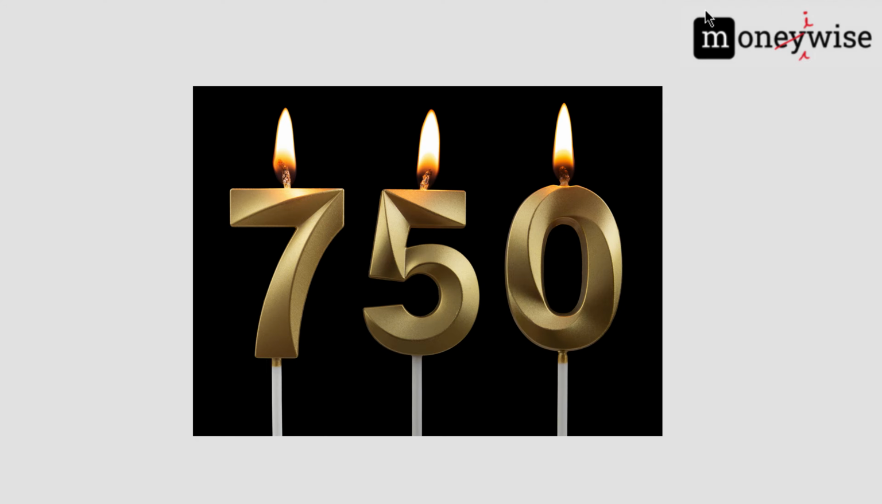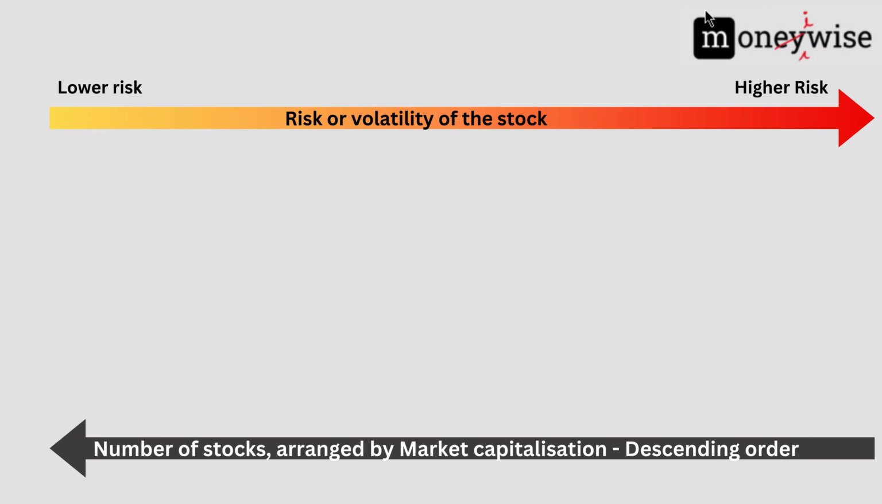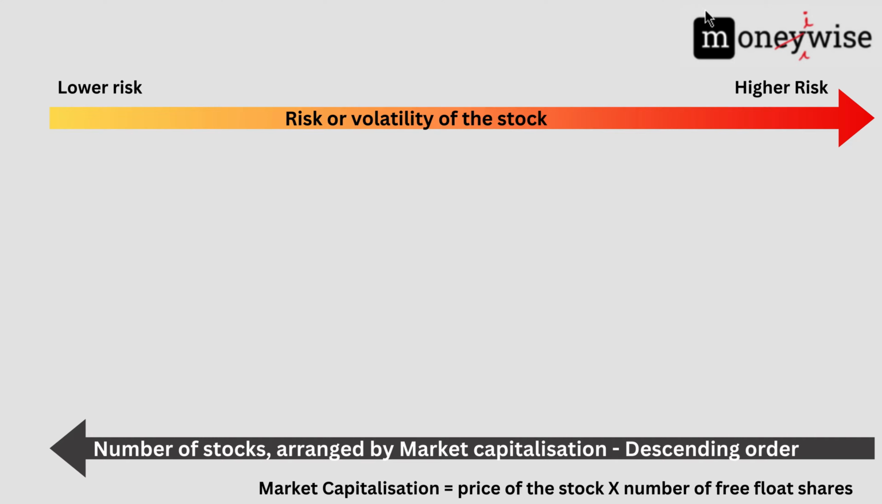The next step is to understand how the top 750 stocks in the country are actually organized into different indices. The arrow at the top indicates the risk of investment increases from left to right. The arrow at the bottom indicates the market capitalizations of the stock in the index, which decreases from left to right. Please notice the direction of the arrows, they are reverse. Once again, please remember market capitalization is equal to price of the stock multiplied by the number of free shares available in the market for purchase.